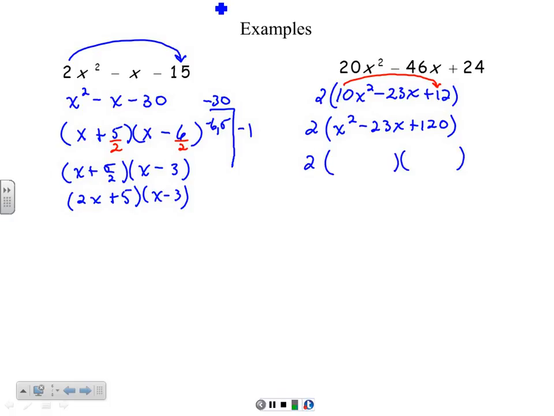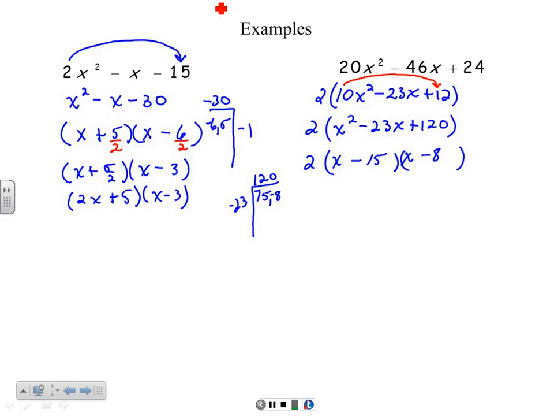And so the signs are going to be the same. They're both going to be negative. And we're going to split x squared into x and x, and think, what can we multiply together to get 120 but add together to get a negative 23? I think we said it a while ago, 120 divided by 15. Yeah, 15 and 8, and they're both negative, so that will give us that negative 23. So we have a negative 15 and a negative 8.